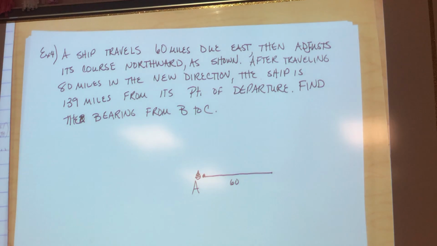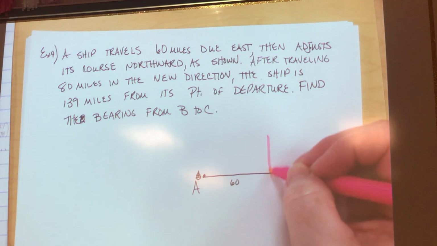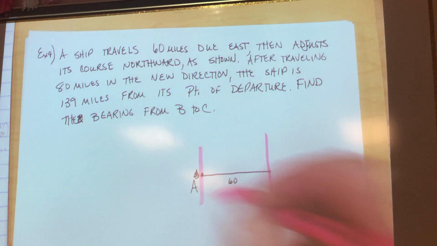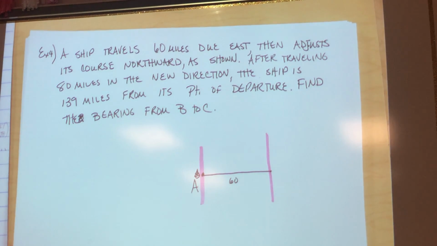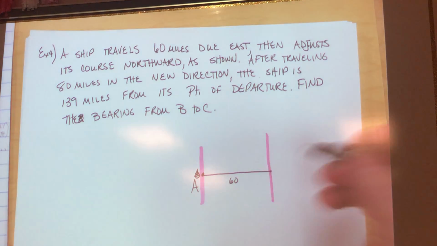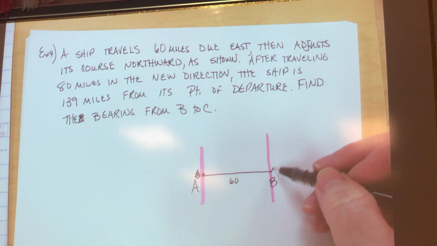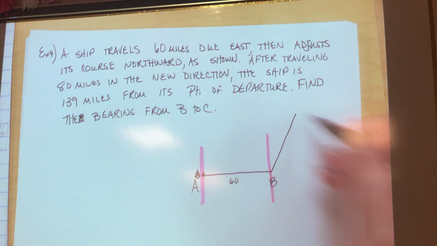So that means I'm gonna draw a bearing. Because anytime it gives you a new course or something, you really should draw a bearing. So I'm gonna do both of those. Those are north-south lines. Okay, now he adjusts his course. So this is B, and he adjusts his course northward. So now he just starts going a little bit north.